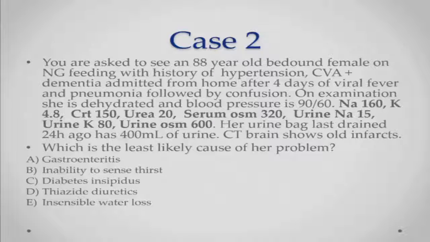So this is another case. You are asked to see an 88-year-old bedbound female on NG feeding with history of hypertension. She's confused, you find that she's dehydrated, she's hypotensive, and the sodium is 160. The K is normal, and the urea-creatinine ratio also is a bit high. High serum osmolality, the urine sodium is 15, urine K 80, and urine osmolality is very high. Her urine bag, last drained 24 hours ago, has about 100 milliliters of urine, and CT brain is unremarkable.